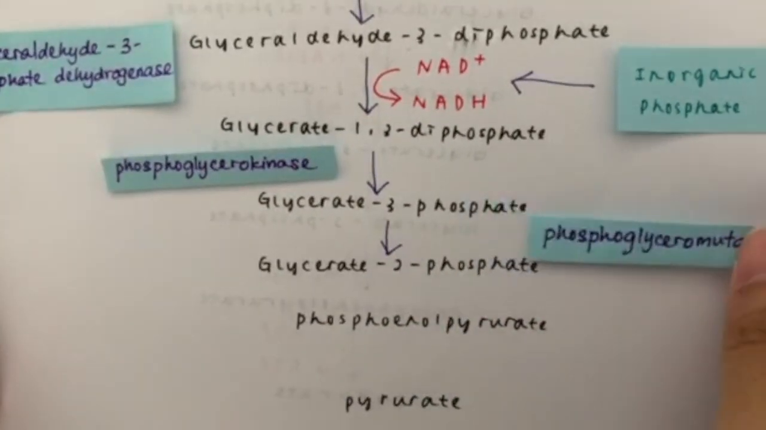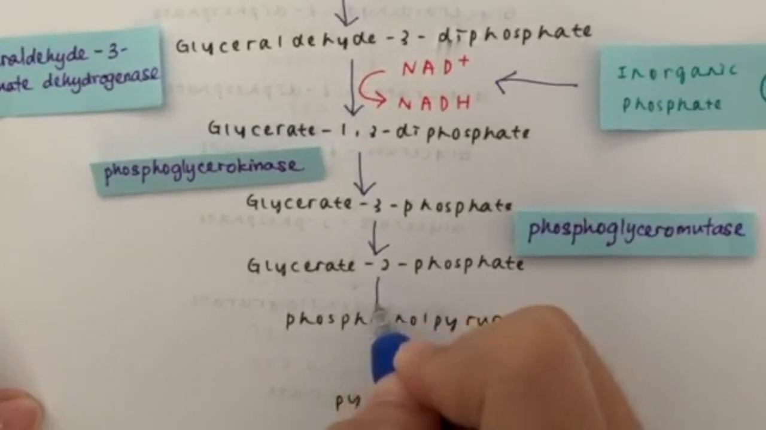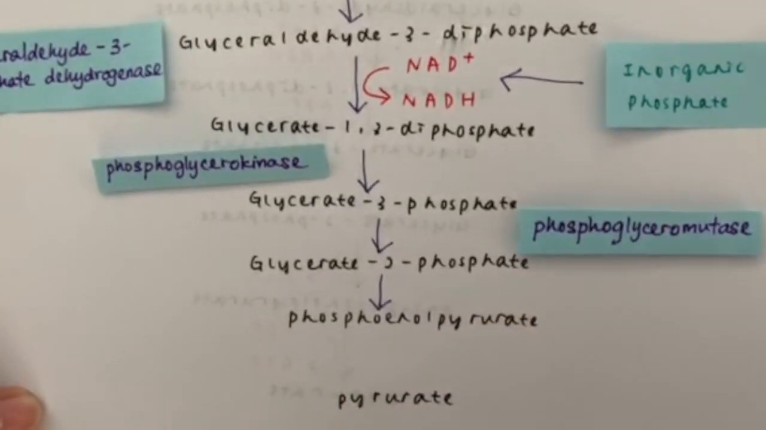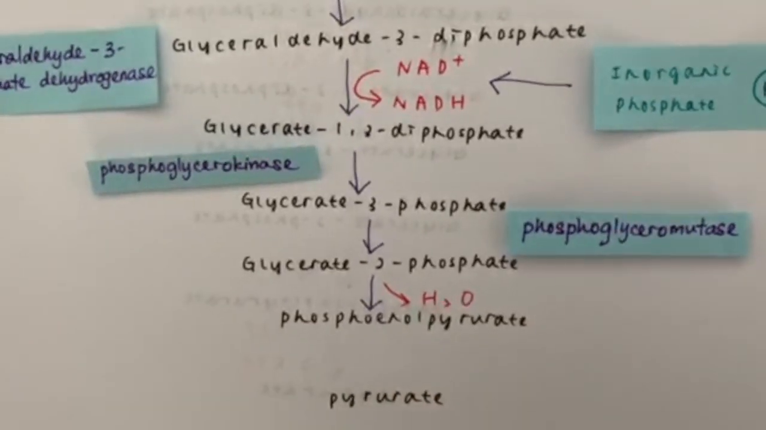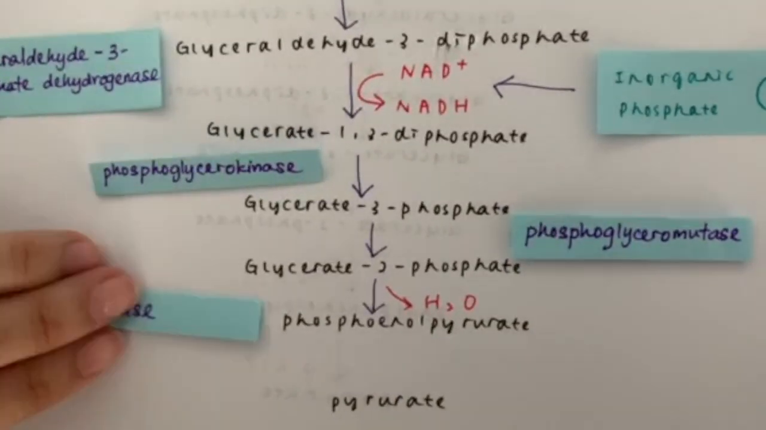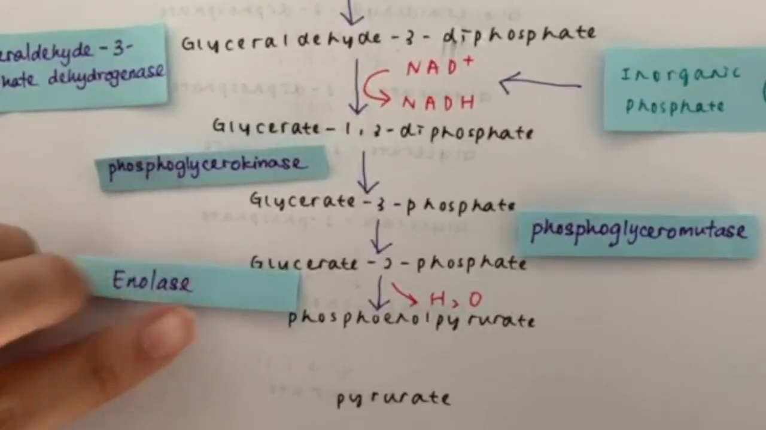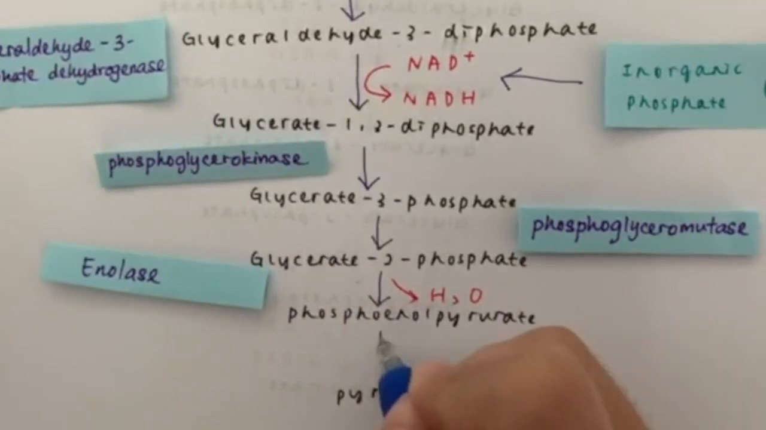Each glycerate 3-phosphate is rearranged to form glycerate 2-phosphate. Phosphoglyceromutase is used to catalyze this reaction. Both glycerate 2-phosphate convert to phosphoenolpyruvate with the loss of 2 water molecules. This reaction is catalyzed by enolase.